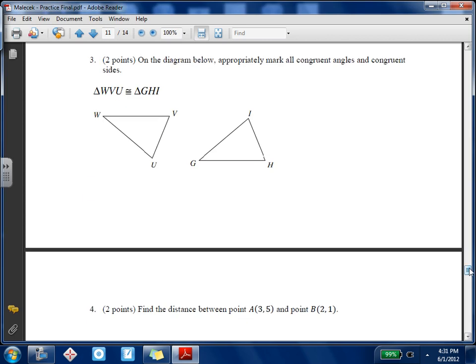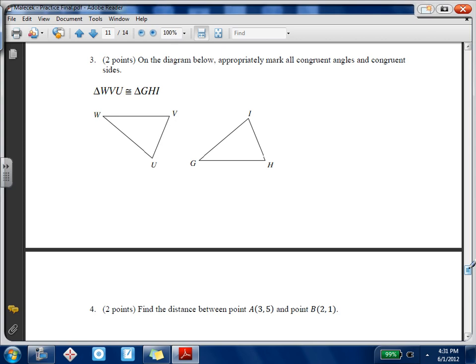On the diagram below, appropriately mark all congruent angles and congruent sides. Well, this is easy. We just need to match up our letters. W goes with G. We'll go 1 tick mark. V goes with H. And U goes with I. Notice that they are not all the same. That's why we have to do 1 set, 2 set, and then 3 set.